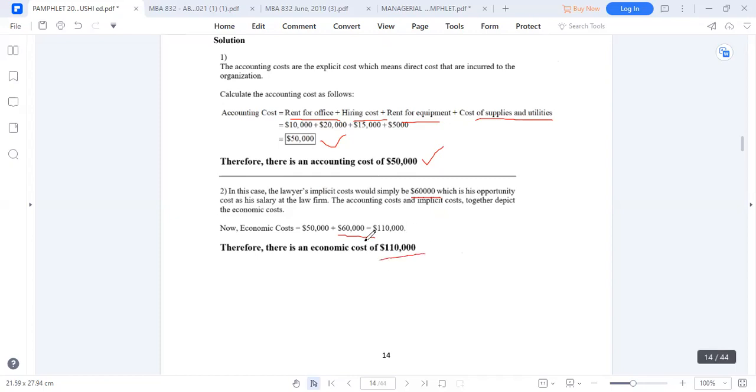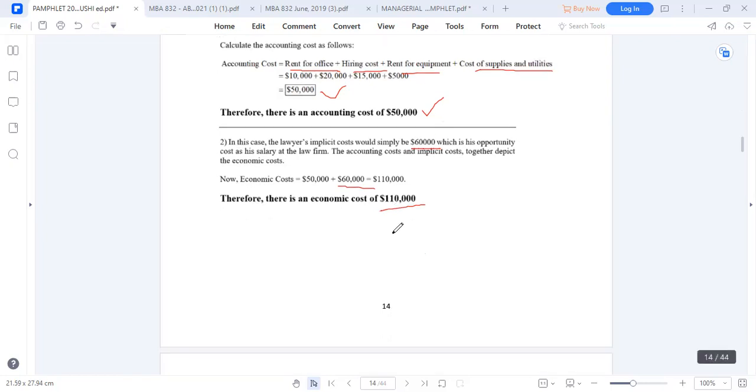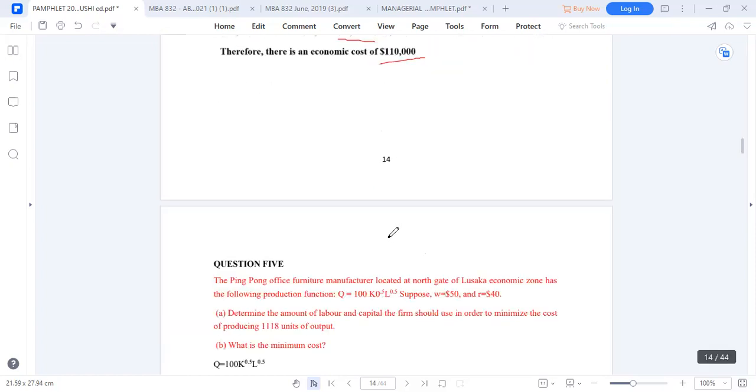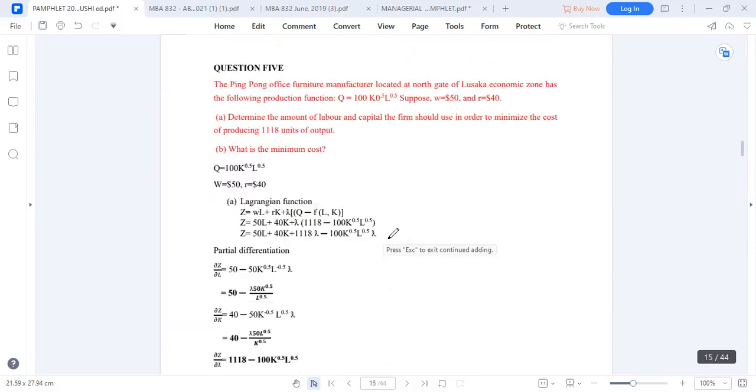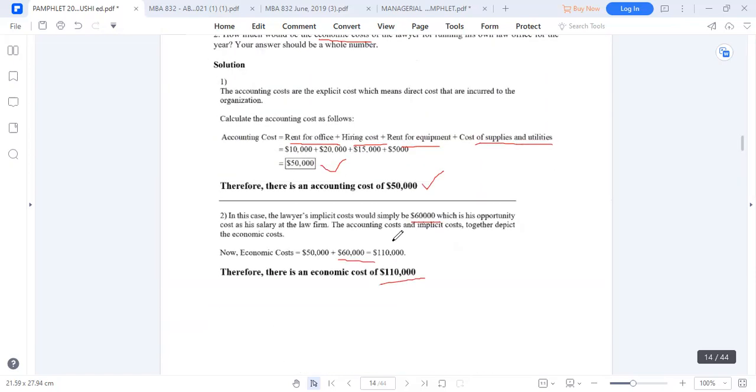So this is why we are adding the cost of him being a lawyer. And it's very important: if you're running your own firm, you need to predetermine the value. If you're a director of that firm, put a salary there so that you give yourself a salary as if you outsource services of your own self. So that is what this concept was trying to bring across. Okay. So I hope this has been clarified.